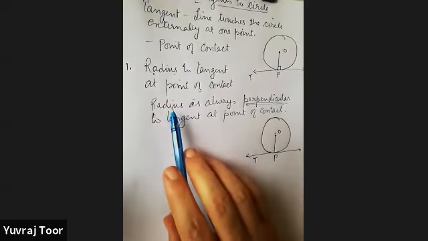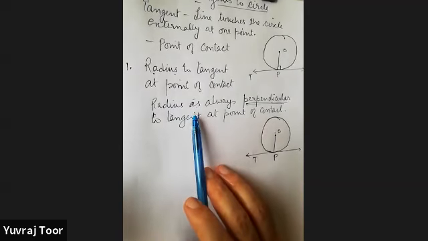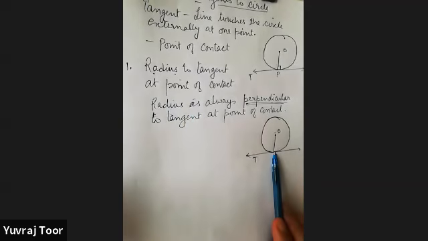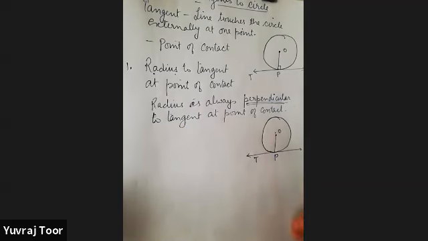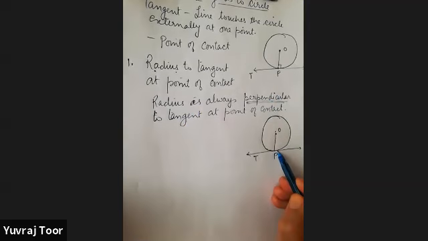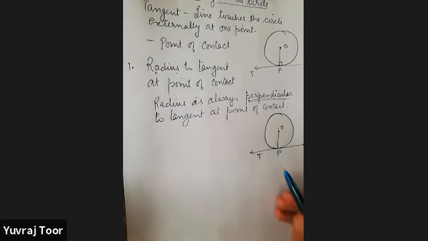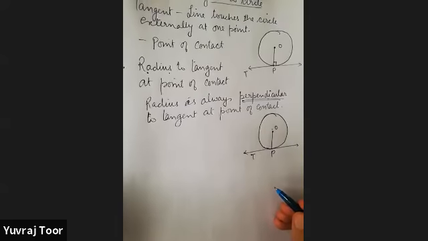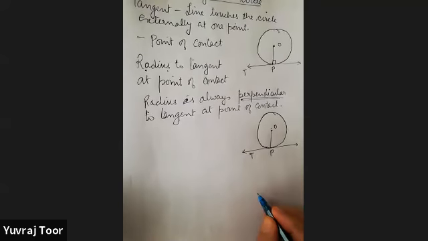So we want to prove radius to tangent at point of contact is 90. We want to prove it. Then we'll use this relation. So in your 9th standard, you have learned there is a point and there is a line. Let the point be A and line be, say, L.